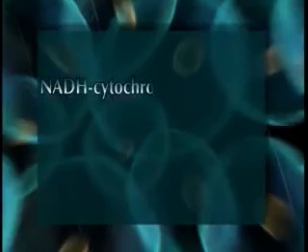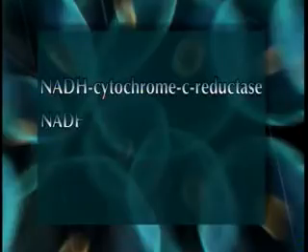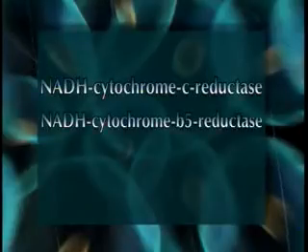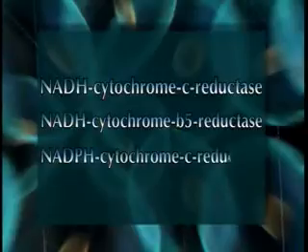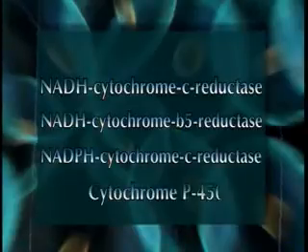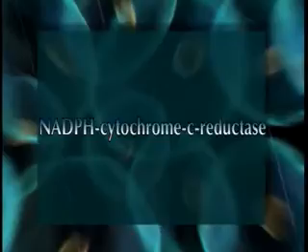The envelope also possesses a number of enzymes with electron transport activities similar to those of microsomes. For example, NADH cytochrome C reductase, NADH cytochrome B5 reductase, and NADPH cytochrome C reductase. Cytochrome P450, which is characteristic of endoplasmic reticulum and acts as an electron acceptor from NADPH cytochrome C reductase, is also present in nuclear envelope membranes, but in lower concentrations as compared to endoplasmic reticulum.